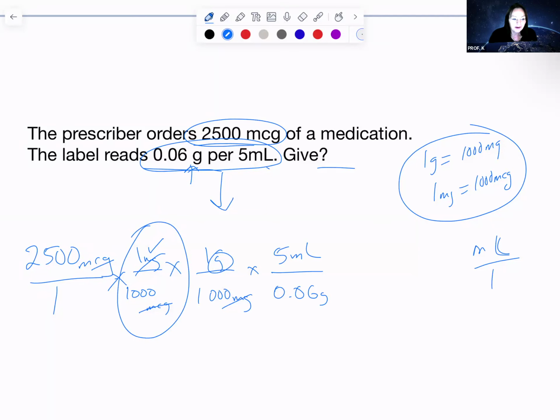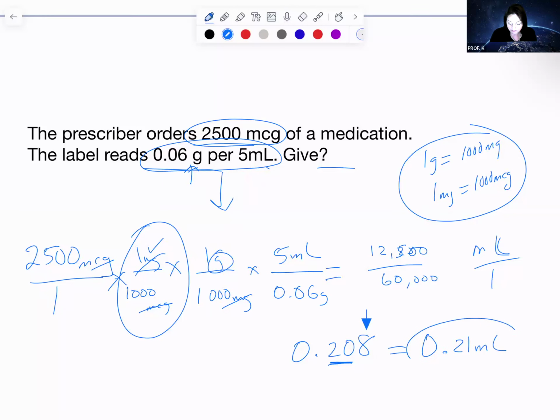All right. So now we do the math. So 2,500 times 5 will give me 12,500. And then 1,000 times 1,000 times 0.06 is, I don't even know. I got to check now. Now I'm afraid. It's 60,000. All right. Whew. So when I do the math, 60,000 into 12,500, it will give me 0.208. So what's the rule? Less than 1, I round to the hundredths. So I look to the right. So the answer is 0.21 milliliters.